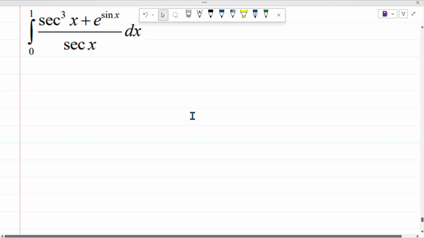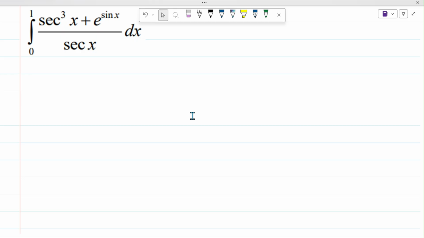Okay, now we have got the integral of sec cubed of x plus e to the power sine x dx. So definitely there is no way that they differentiated maybe a cos or a sine to get this big fraction, right? So we need to simplify this or try to think of another way. So let's start with simplifying before we could think of something else. The first thing is to simplify.